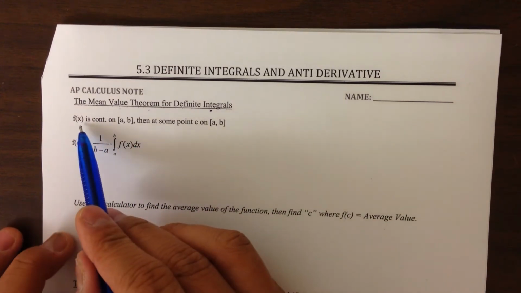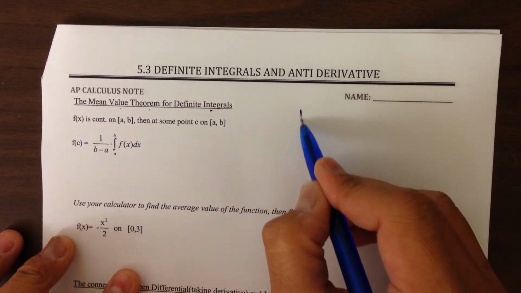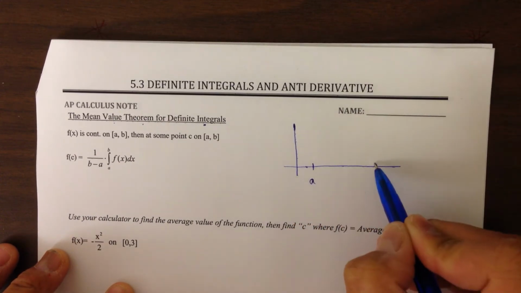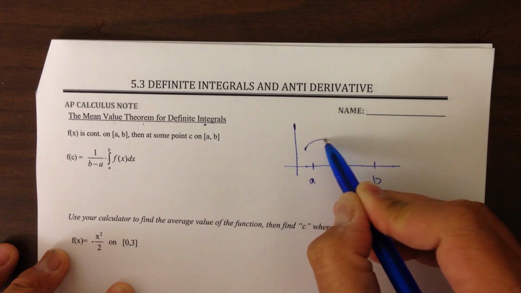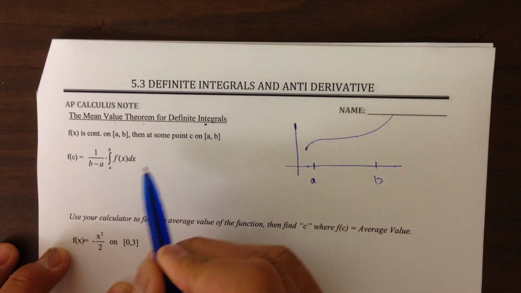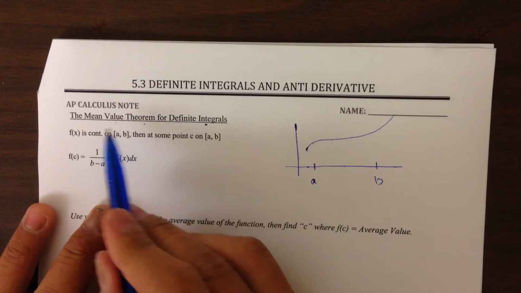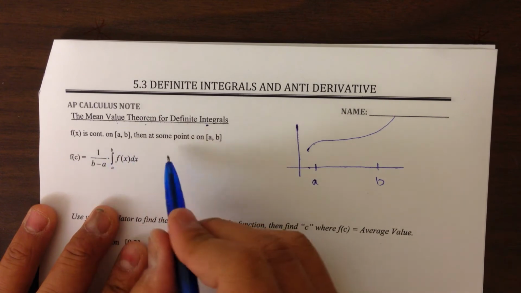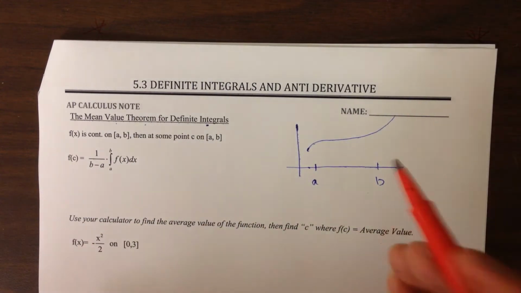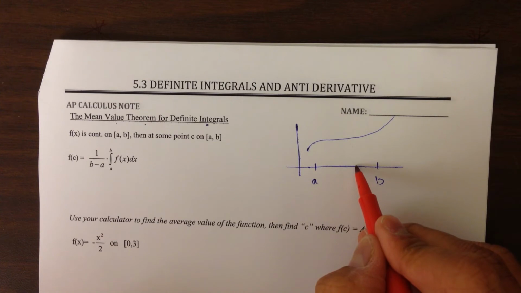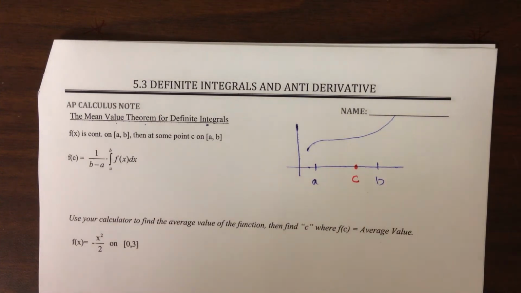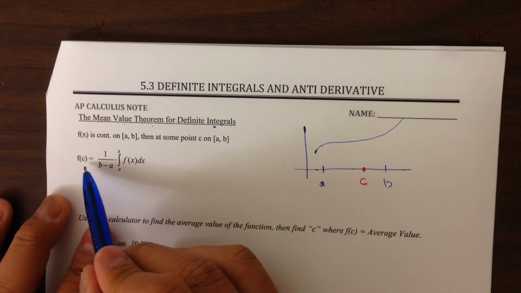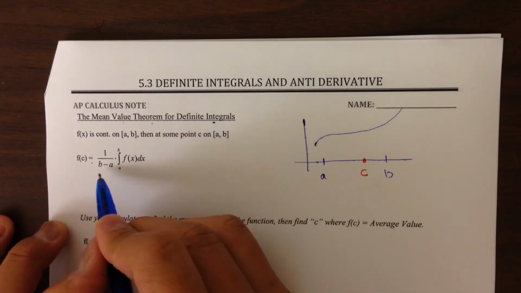Here's what the mean value theorem for definite integrals basically tells us. If you have a function that's continuous from a to b, and I'll draw it for you, then the mean value theorem guarantees that there is some point C between a and b such that the function evaluated at that point is the same as the average value.